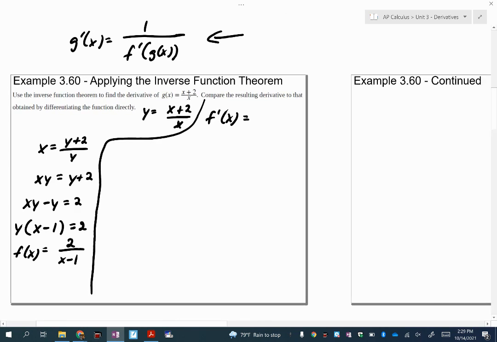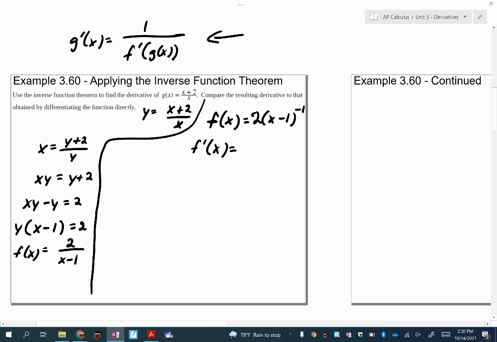So I'm going to do the quotient rule, which is the derivative of the numerator. Nope, I don't want to do that. I want to do this. Let me rewrite it first. Oh, I guess I could have done that. Oh, well, that's fine. I'll just rewrite it first. So I'm going to rewrite it as 2 times x minus 1 to the negative first power.